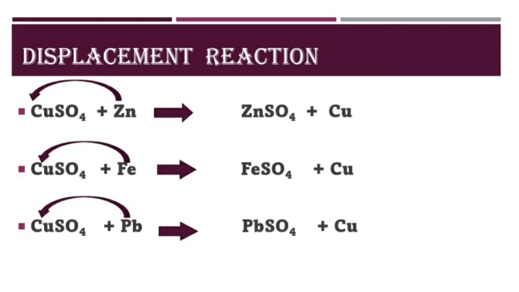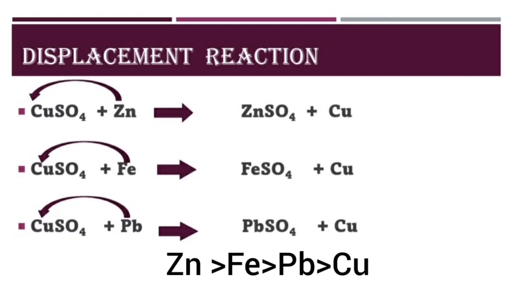First one, copper sulfate plus zinc gives zinc sulfate plus copper. Here zinc is more reactive than copper, so it displaces copper from copper sulfate and becomes zinc sulfate plus copper. Now the second reaction is copper sulfate plus iron gives iron sulfate plus copper. Iron is more reactive than copper, so it displaces copper from copper sulfate and forms iron sulfate. Third example is copper sulfate plus lead gives lead sulfate plus copper. Lead is more reactive than copper, so it displaces copper from copper sulfate and becomes lead sulfate.